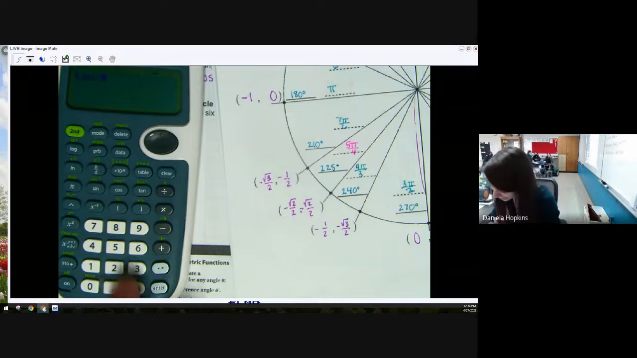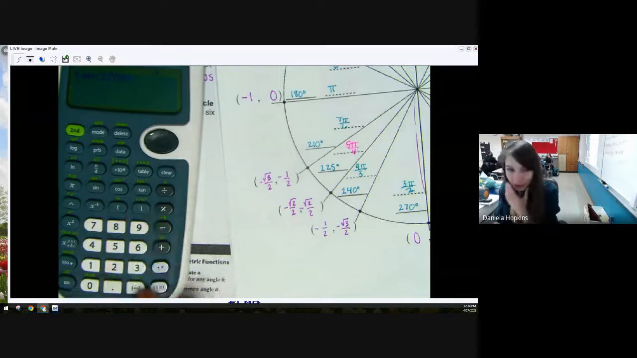That's too funny. All right, so sorry, I typed the wrong thing. Tangent of 270. That's really funny. You get a domain error because it's undefined.